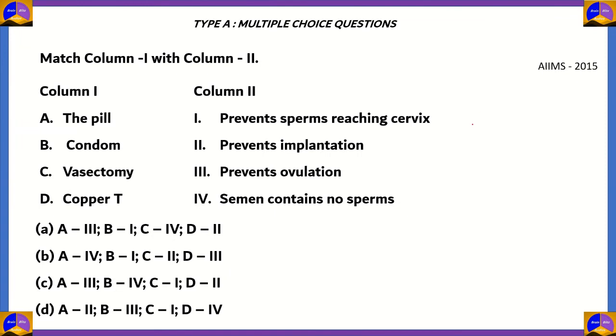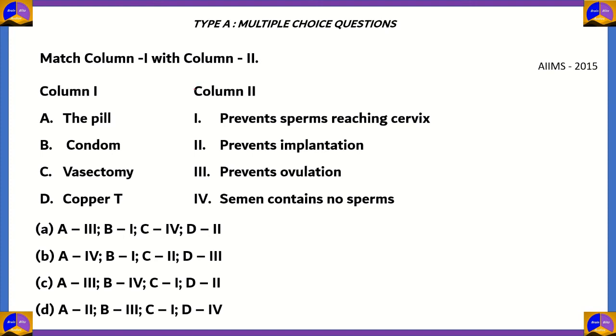Let's look at this question. Here we're asked to match column 1 with column 2. So column 1 says pill, condom, vasectomy, copper T. Column 2 says prevents sperms from reaching cervix, prevents implantation, prevents ovulation, semen contains no sperms. So over here, you need to find out which of the following options given is correct by matching it up.